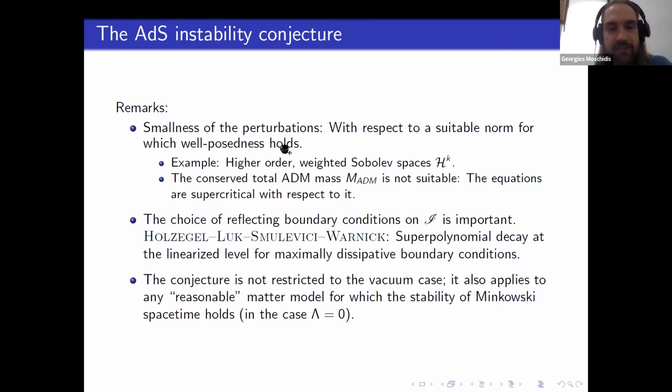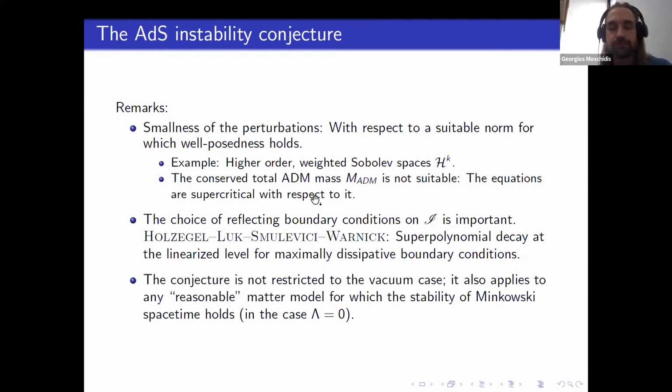And let me already stress here that using the total ADM mass at infinity to measure the size of the solutions is not a good enough choice of norm. This is a very low regularity norm, and in fact, the equations are supercritical with respect to that norm. And therefore, one can find initial data which are small, which have small ADM mass, but which nevertheless create a black hole in arbitrarily small times. So that's not a good choice. I'm just mentioning this because in the physics literature, this quantity is often used as a norm of the initial data.